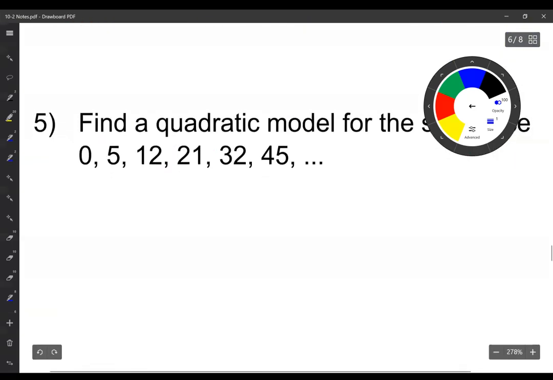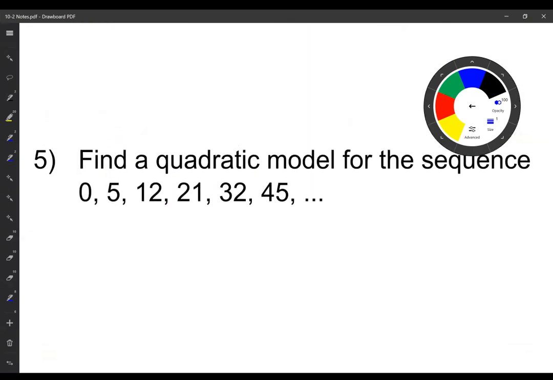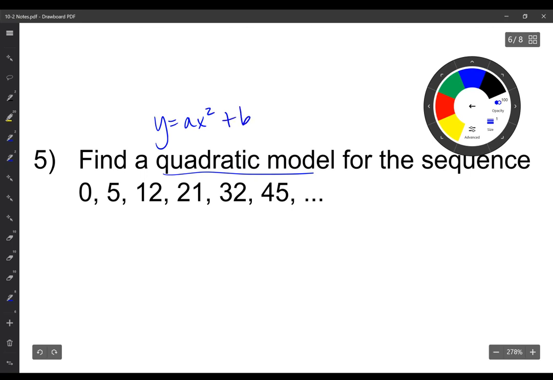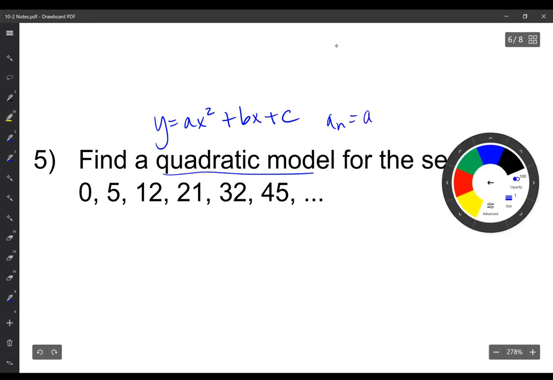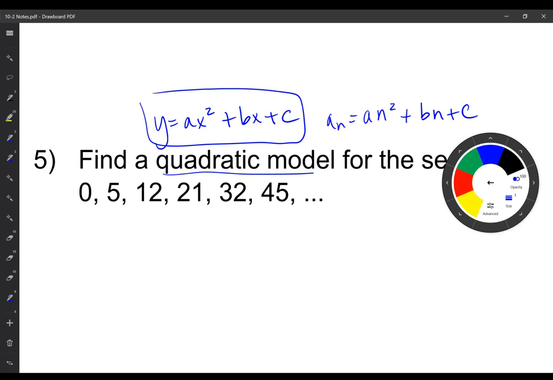So this brings us to our next example. We want to find a quadratic model. A quadratic model for me is always going to be y equals ax squared plus bx plus c. In this chapter, I would trade out my y for an nth term and my x for an n. But you could just continue to use this if you would rather. There's no requirement that you suddenly use a new formula for this. Whatever works. I really want us to recognize that these are the same.